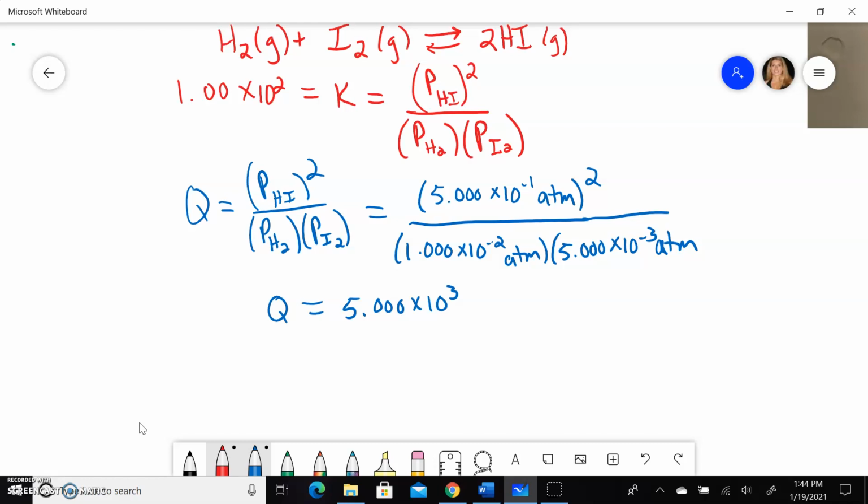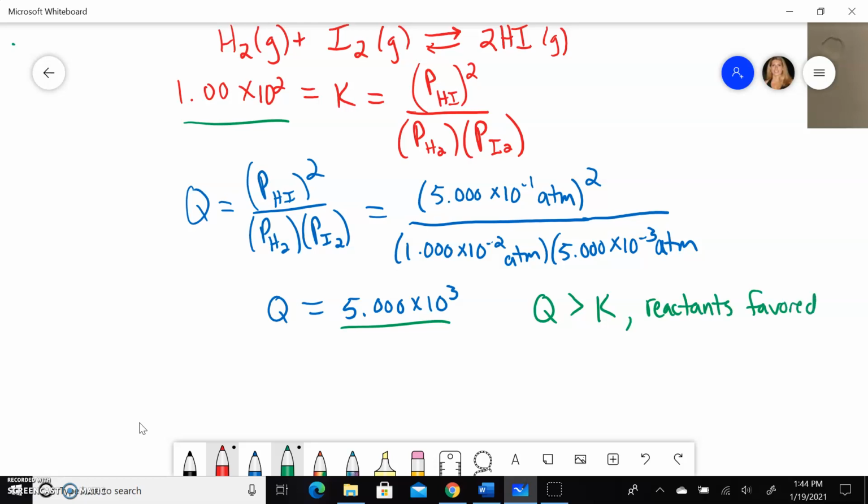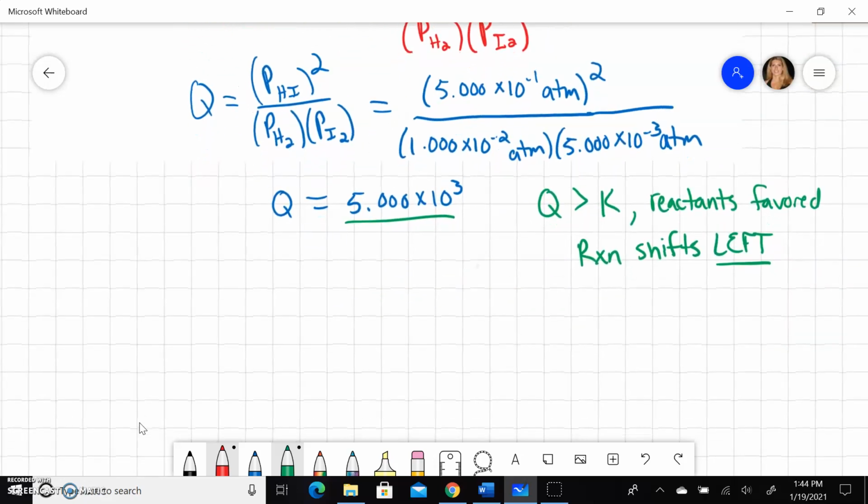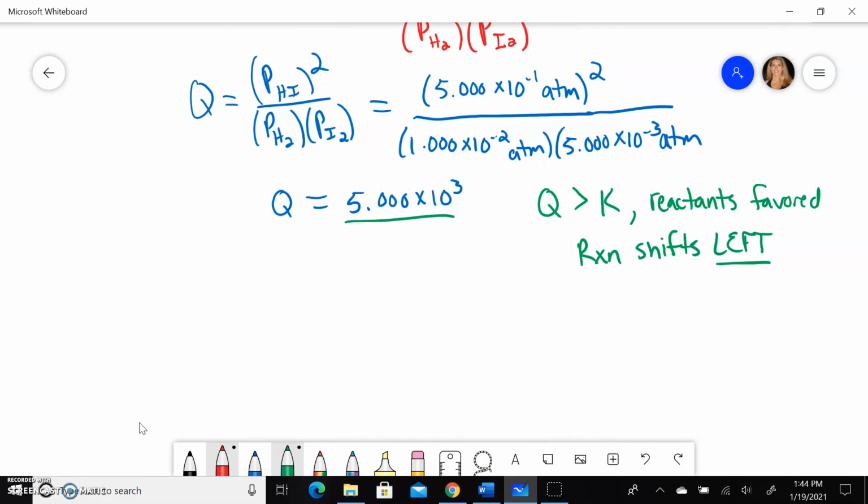Kp was about 100, 1 times 10 squared. So we're comparing this number to this number. And we can see that Q is much larger than K. When Q is greater than K, the reactants are favored. And that means that the reaction is shifting to the left. So now we can go ahead and write out our icebox.